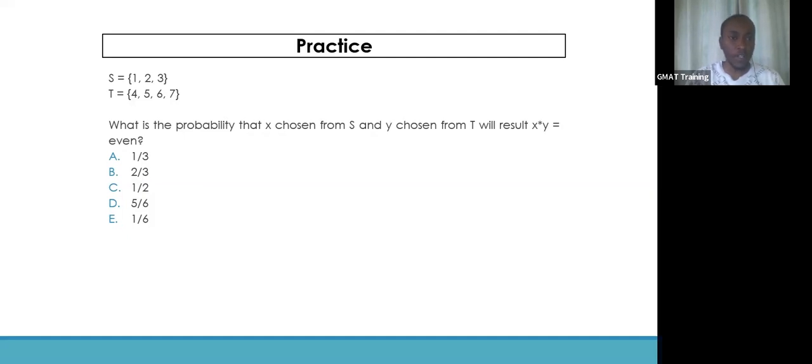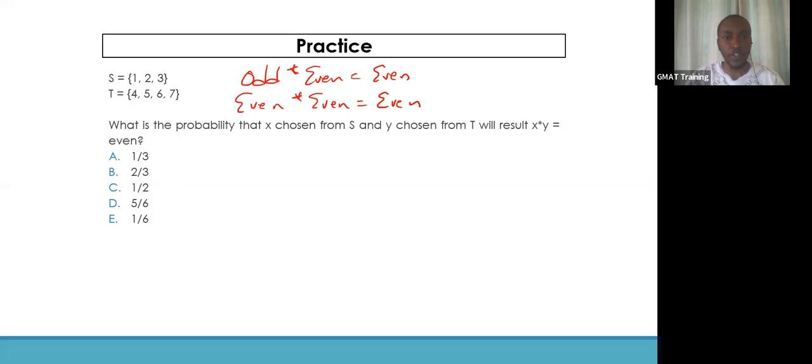We have one even number in S and two even numbers in T. And how do we get even? Any number times an even number is even. So we have odd times even, which should give you even, and even times even equals even too.